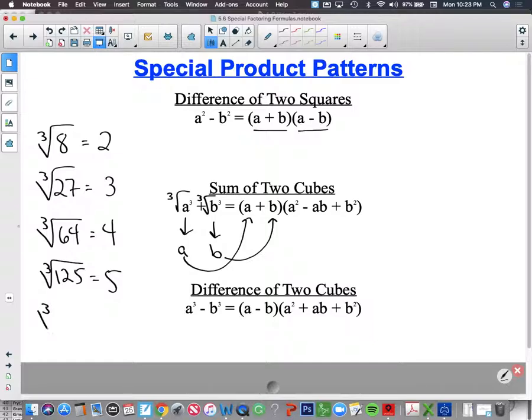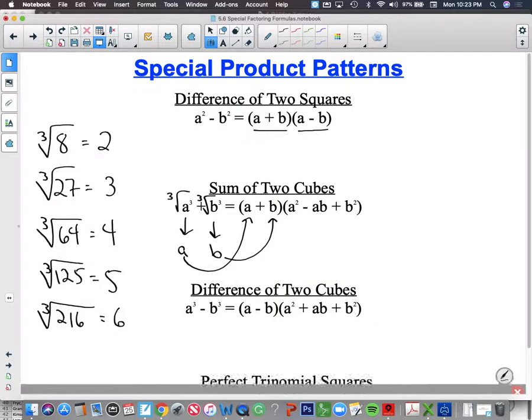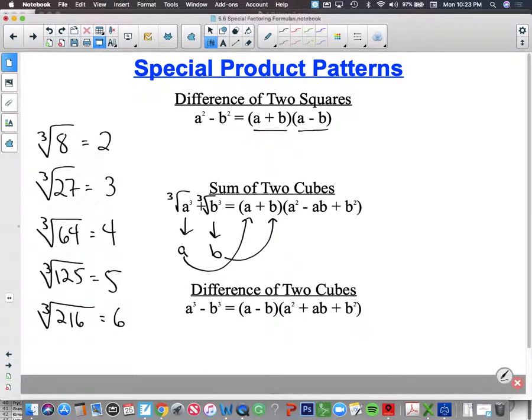Okay, the next one, 6 times 6 times 6, that would be 216. So the cube root of 216 is 6. And I think the next one would be 343, I think. You have to kind of double check me on that one. The cube root of 343, I think, is a 7. And we can kind of keep going from there. But those are 6 perfect cubes that you could see. All right, so I would have those written down somewhere. They're going to be helpful.